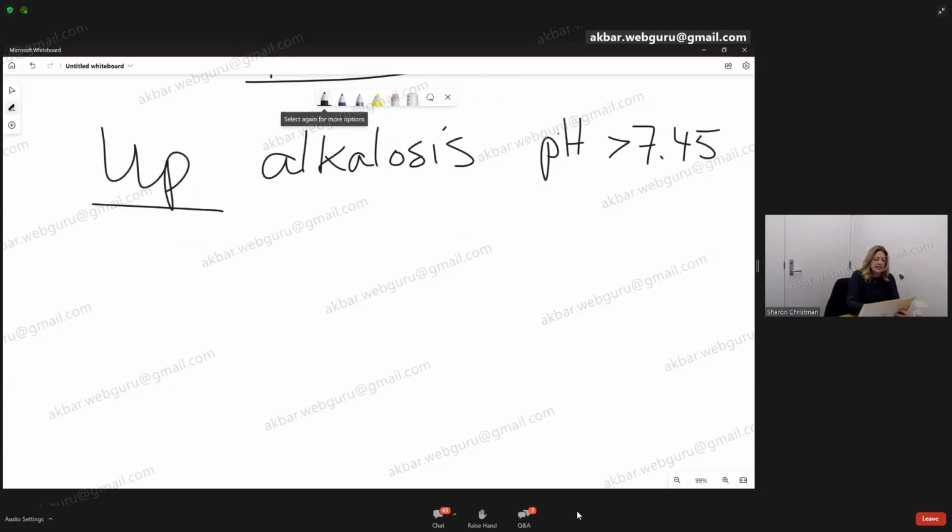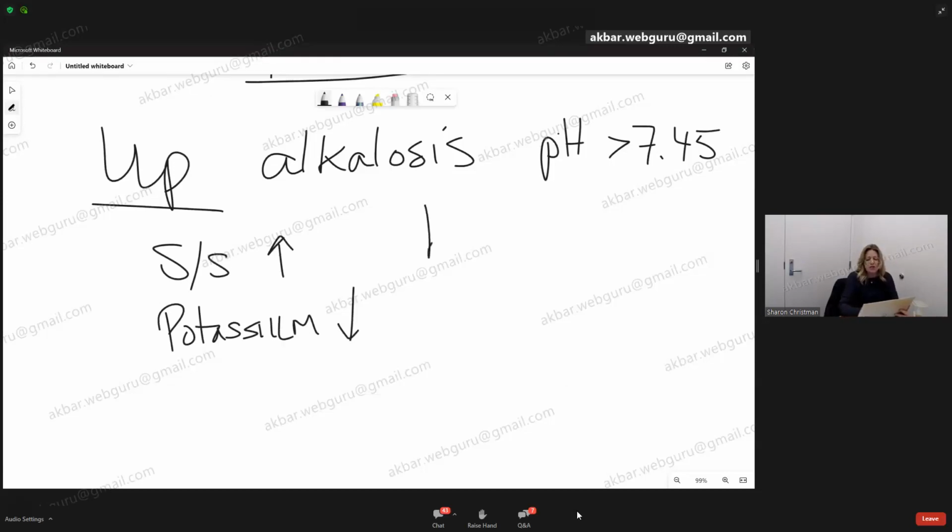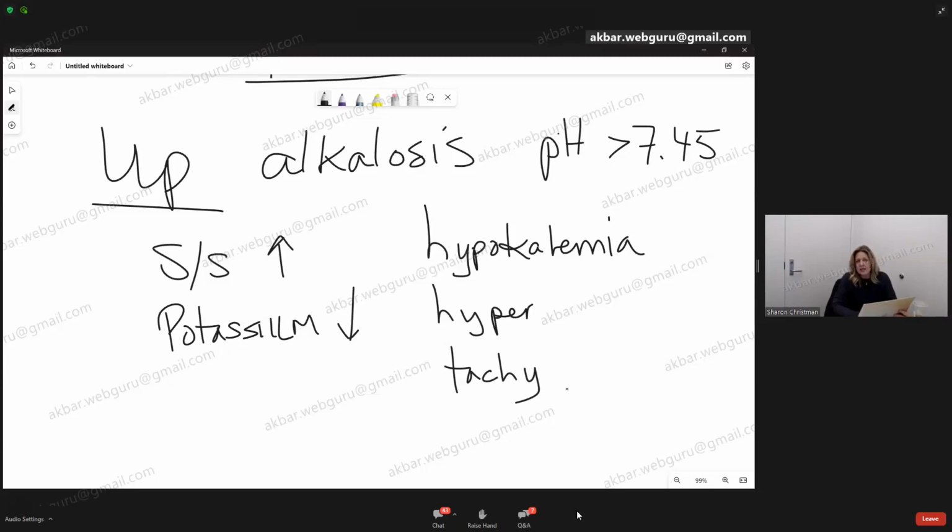So the signs and symptoms are up except the potassium is down. Okay, so we're watching for hypokalemia. Now, all the other signs and symptoms are up. So what do I mean by up? I mean words that mean up. Like anything that starts with the word hyper is an up word. Anything that starts with the word tacky is an up word.